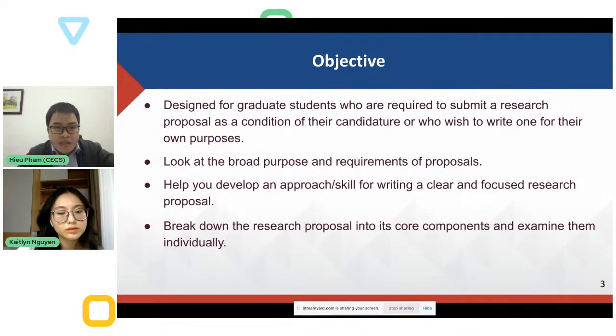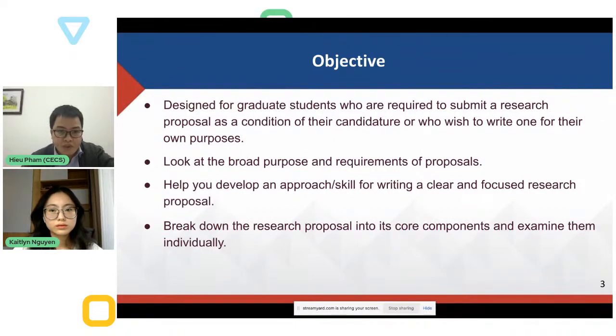So the talk today is designed not for senior researchers, but for graduate students at VinUni who are required to submit a research proposal as a condition of candidature. For example, I know many of you start research under a work and study program with your supervisor. So the best way to start your research with your supervisor is to write a clear and good research proposal. So this talk is for you.